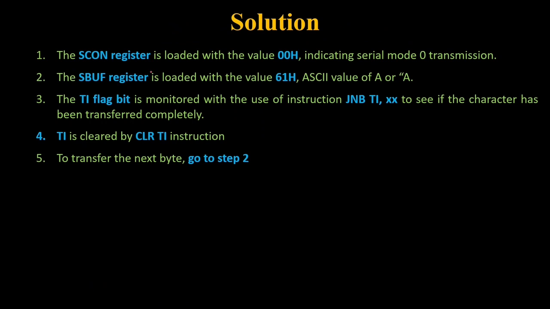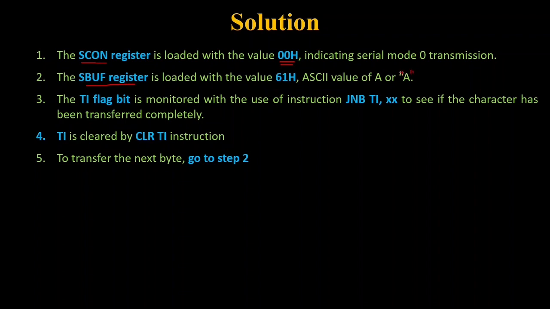So what is the solution? I have said that it should give the information of A, right? So if it should give the information of A, SCON should have, as we have already determined, the value of 00H. And after that, SBUF, it is a buffer, right? So it is going to have the value. I can transmit the character value directly.